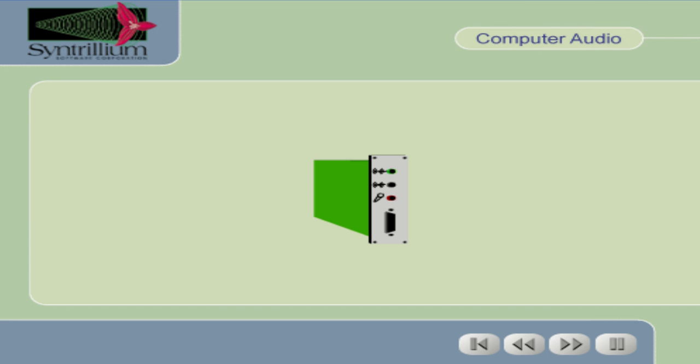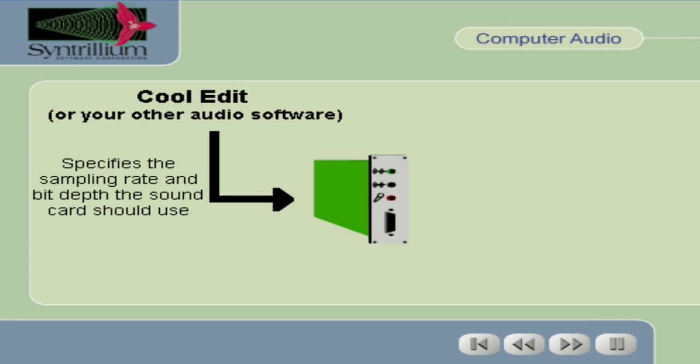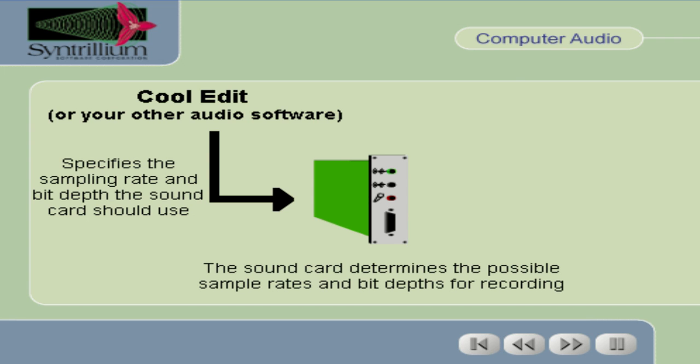When you record audio on your computer, Cool Edit tells the sound card to start the recording process and specifies what sampling rate and bit depth it should use. The hardware that the sound card uses determines the sample rates and bit depths that it is capable of recording. Most cards are capable of recording and playback at CD quality settings, and often at other settings as well, such as a 32 kHz sample rate, which is common for FM radio.